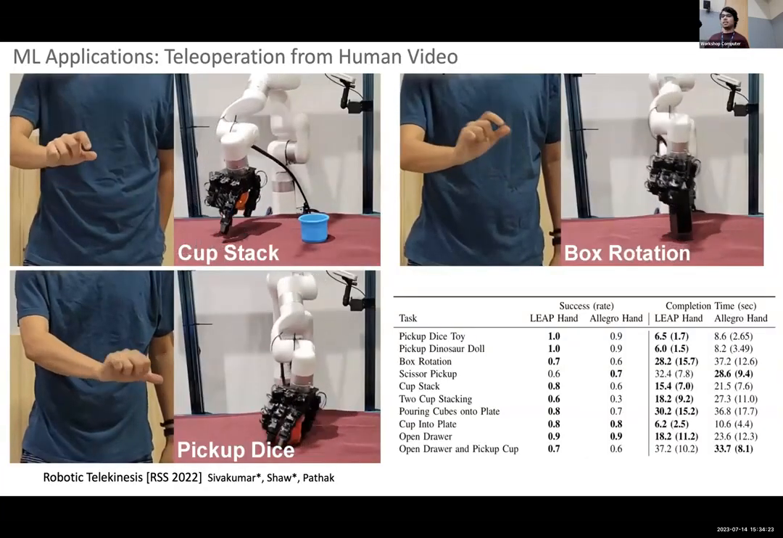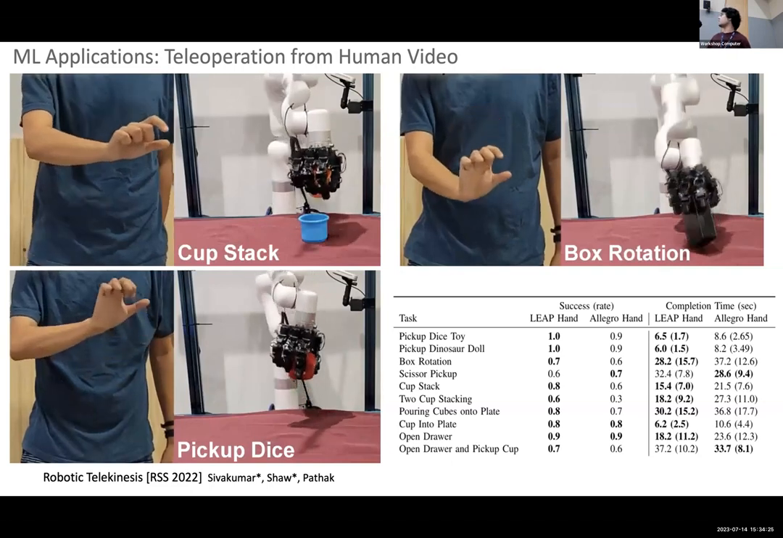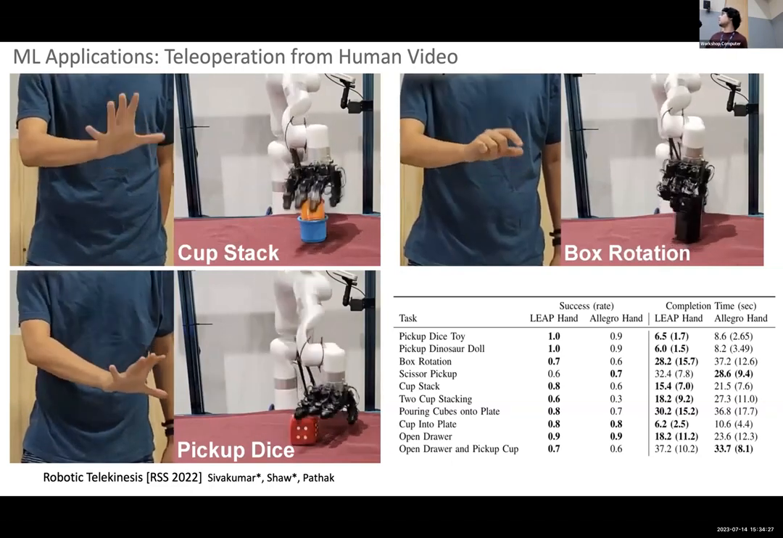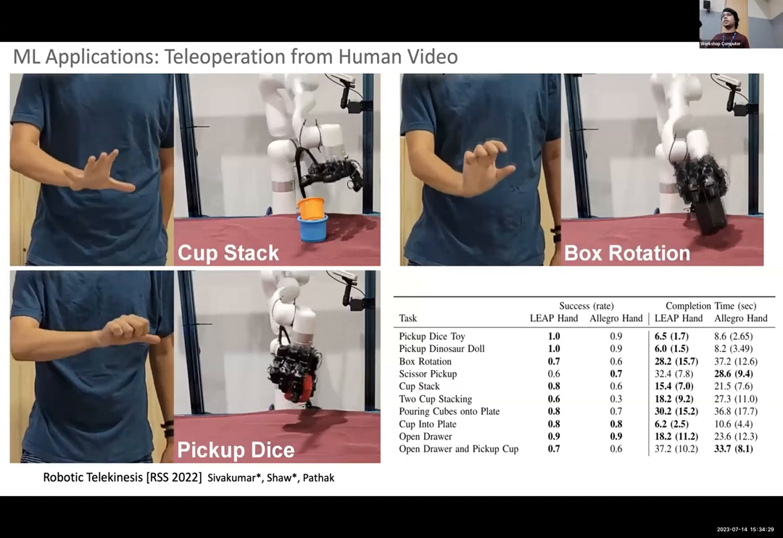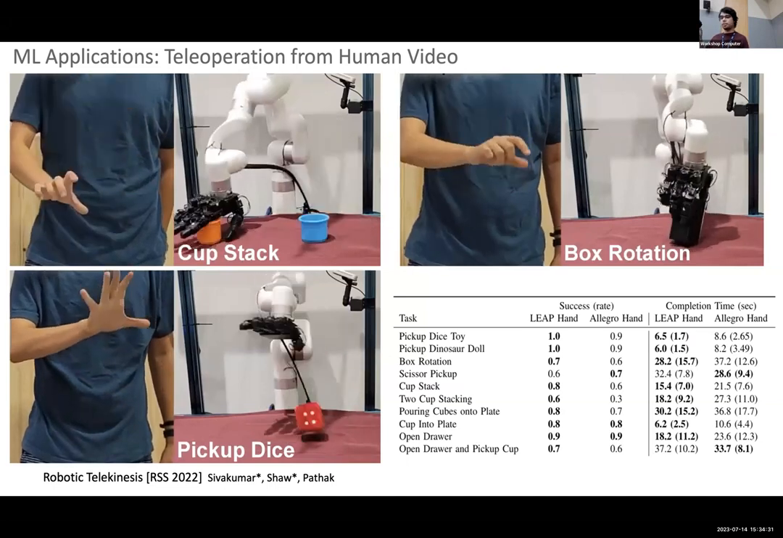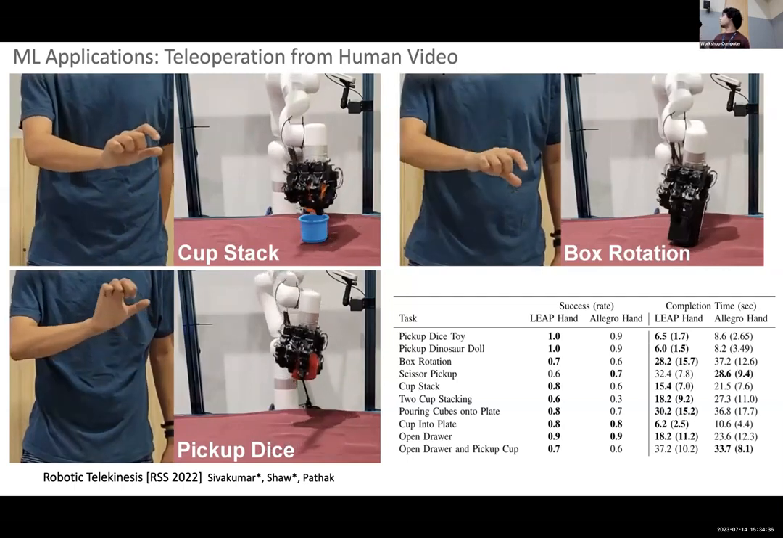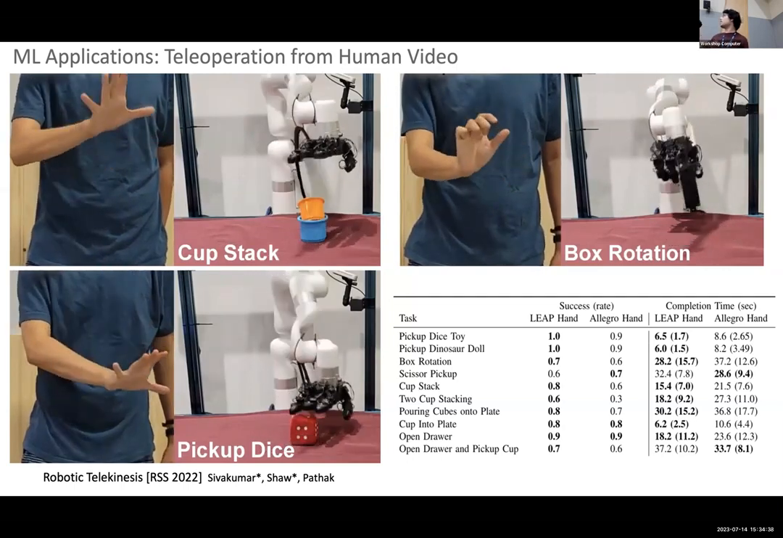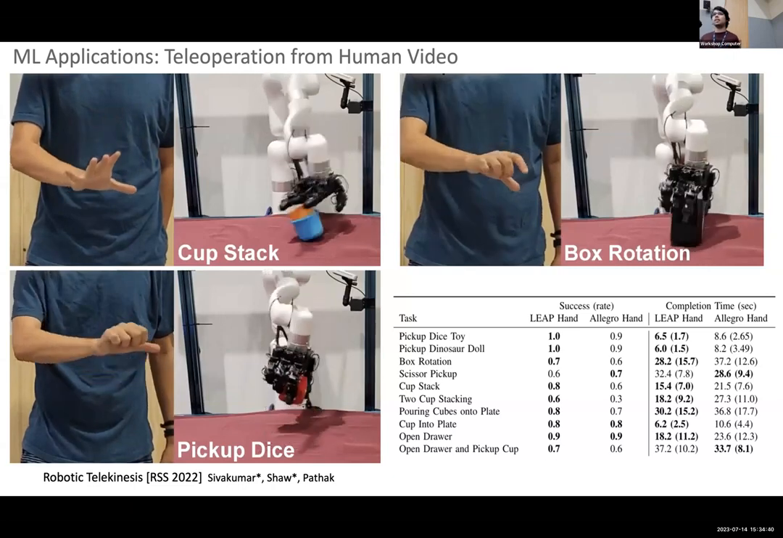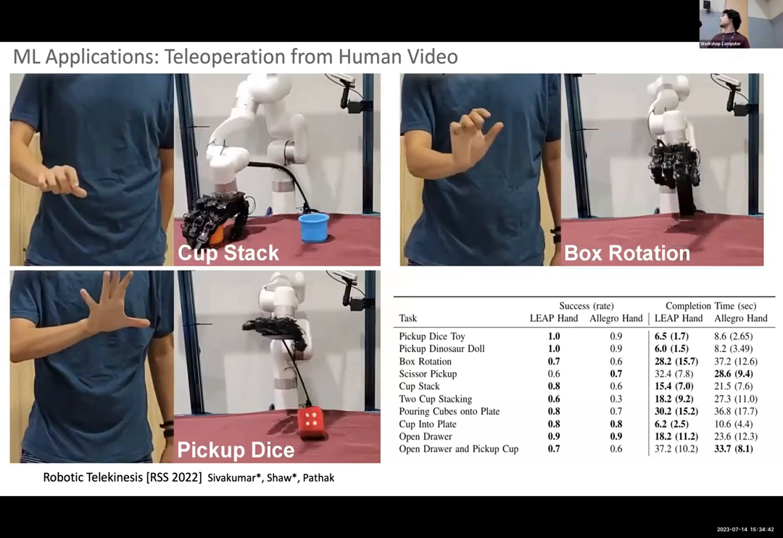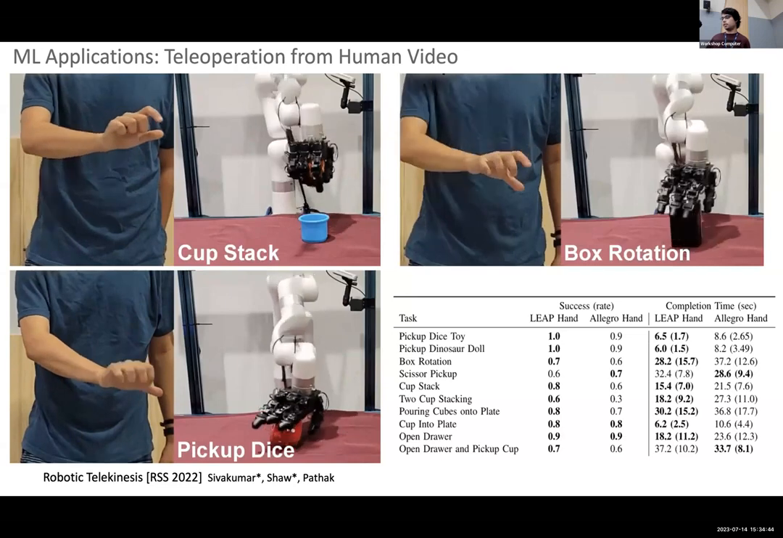We'll get into some applications of this hand. First we look at machine learning teleoperation from human video. Here there's an RGB-only camera watching my hand, and this is built on the Robotic Telekinesis work from last year's RSS. Basically we're controlling the arm and hand. We see that LEAP Hand outperforms Allegro hand in most of these tasks. This is because it is stronger and also has a better anthropomorphic structure.